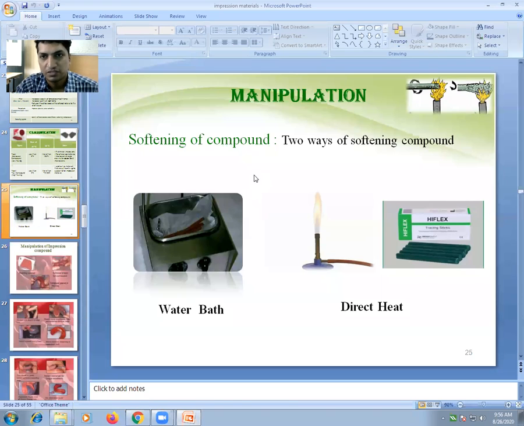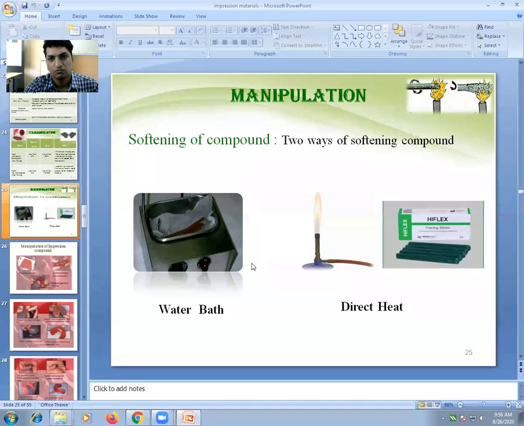Now the manipulation of impression compound. As I told you, we have two types: the cake form and the stick form. I showed both in the previous demonstration. There are two ways of manipulating impression compound: one is by water bath and the other is by direct heat.